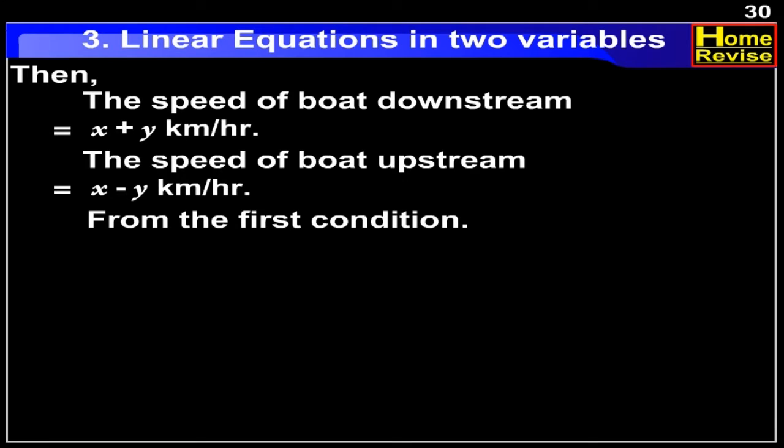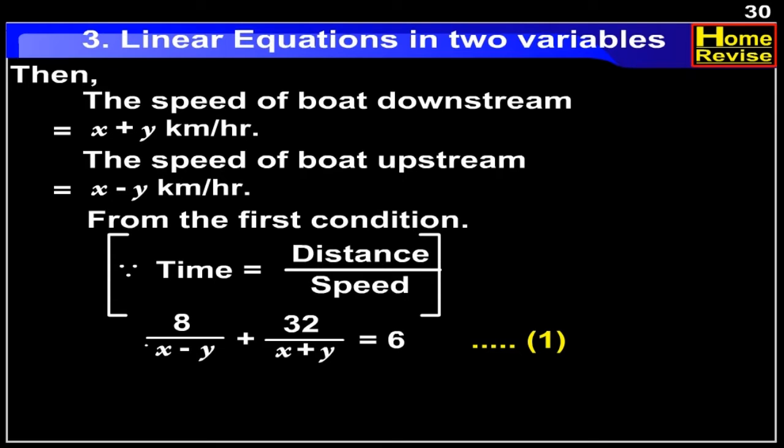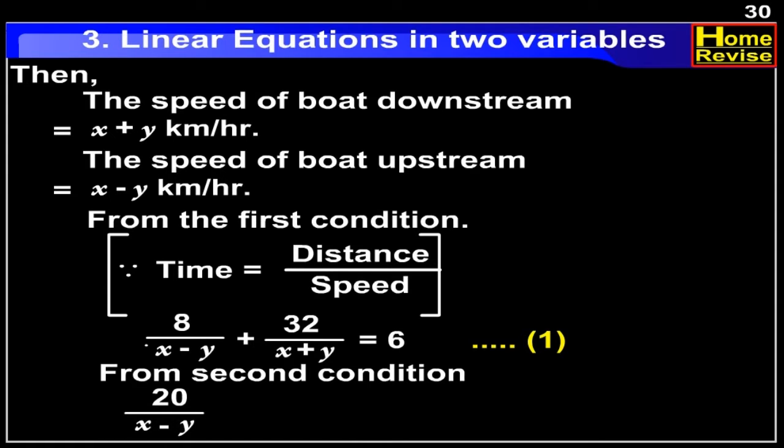From the first condition, where time is equal to distance upon speed, we have 8 upon x minus y plus 32 upon x plus y is equal to 6. Let this be equation number 1. From the second condition, 20 upon x minus y plus 16 upon x plus y is equal to 7. Let this be equation number 2.